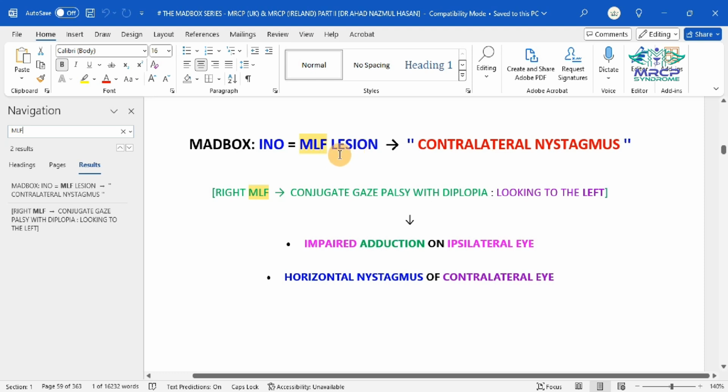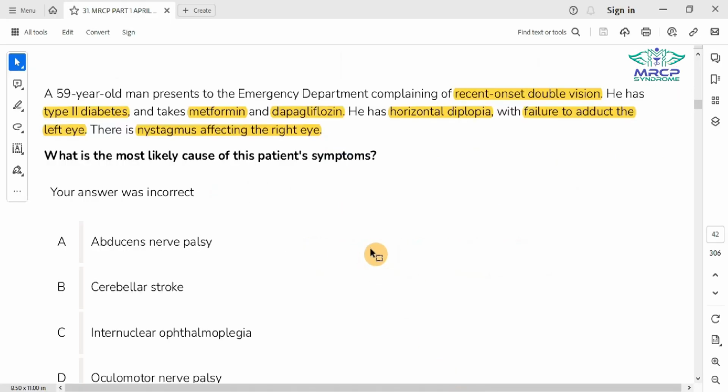And this MLF lesion is situated in the paramedian areas of the brainstem, in between the pons and the medulla. So the key features would be failure of adduction of the ipsilateral eye. So here there is failure of adduction of the left eye, indicating left-sided internuclear ophthalmoplegia. There will be nystagmus of the opposite eye as a result of the compensatory response seen in an unaffected eye.